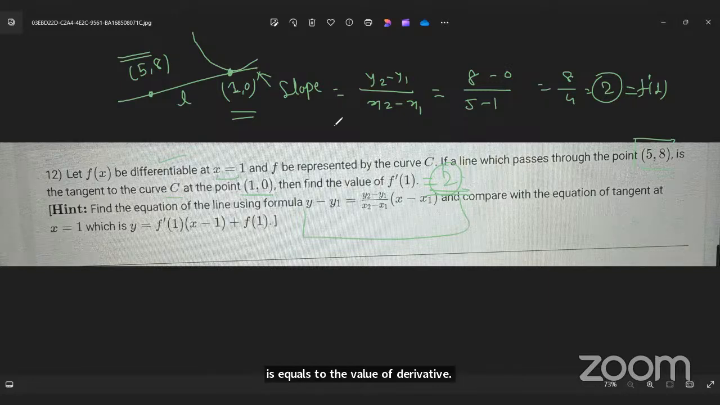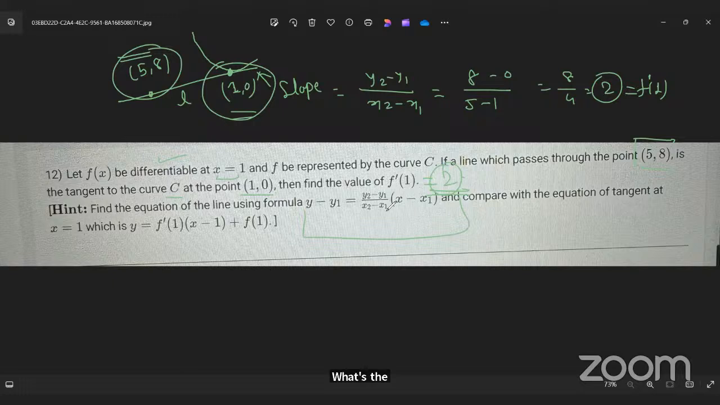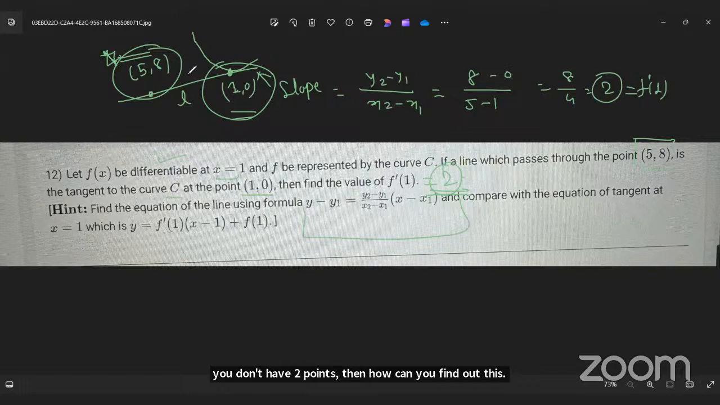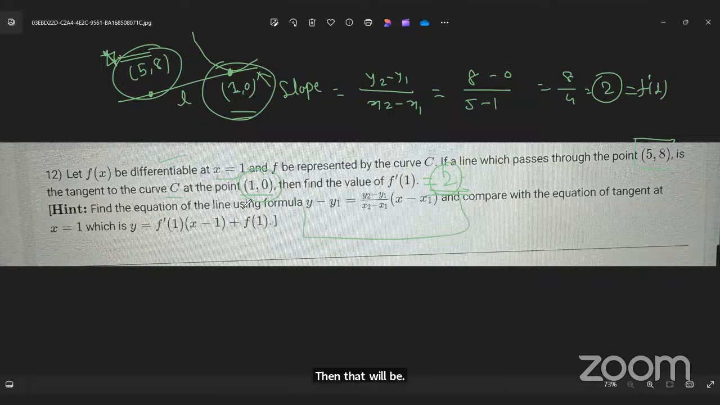What's the role of the points then? Points play a role now. If you don't have 2 points, then how can you find the slope? This point is important because of the line. If we just have 1 point, and they don't give at which point the tangent is passing through, then we can't find the slope of the line. We need either 2 points or some other information about the line to find the slope, right?